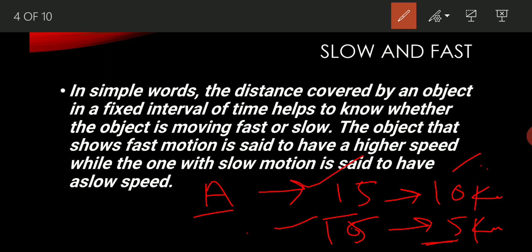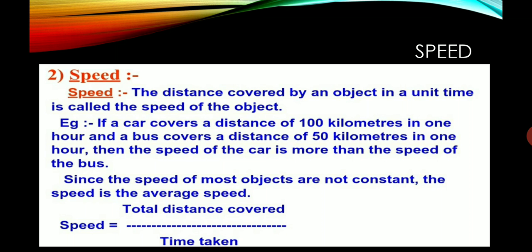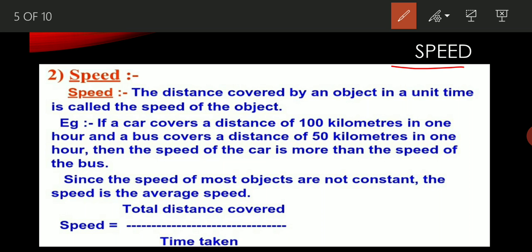Clear? So in simple words, the distance covered by an object in a fixed interval of time helps us know whether the object is moving fast or slow. The object that shows fast motion is said to have higher speed, while the other one is slow motion if it has slow speed. Clear?